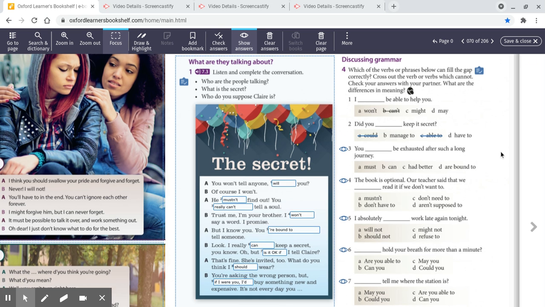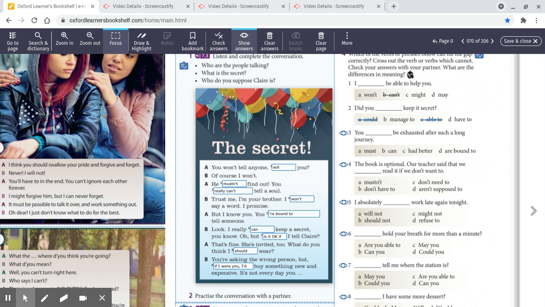Yep. Did you manage to keep it secret? Did you have to keep it secret? Those, of course, have got completely different meanings. Did you manage to keep it secret? Were you successful? Did you have to keep it secret? Was it your obligation?